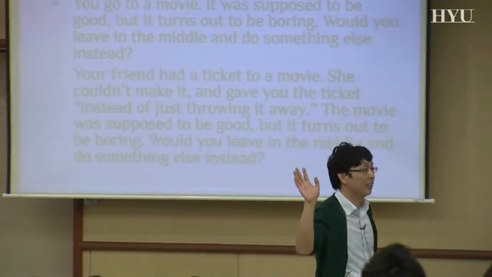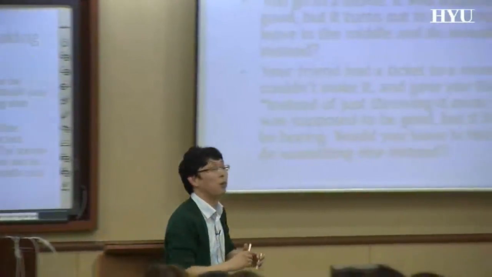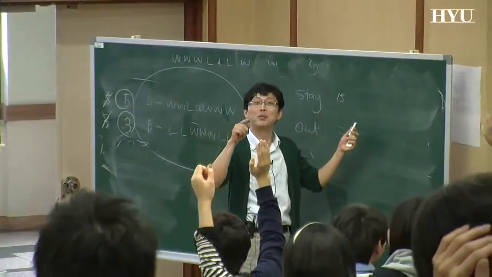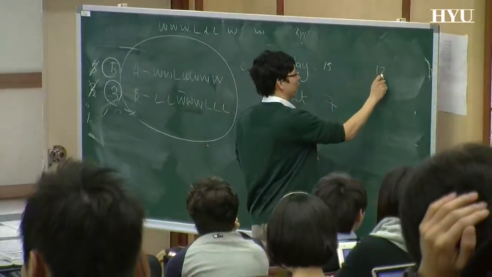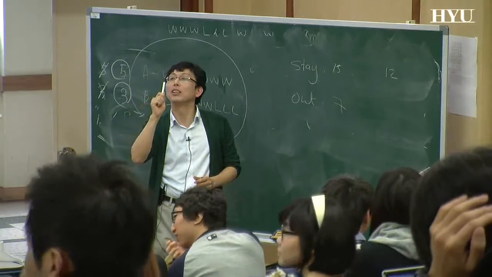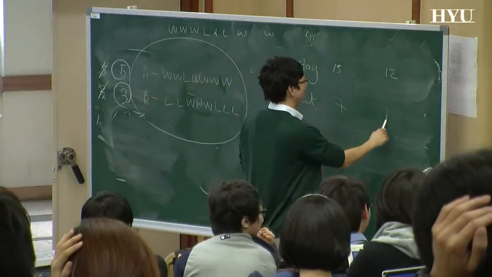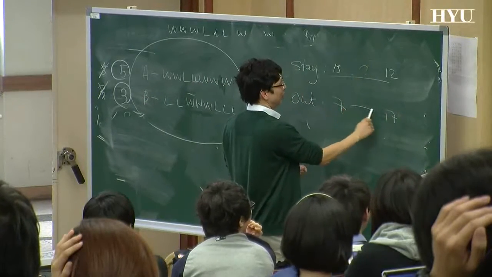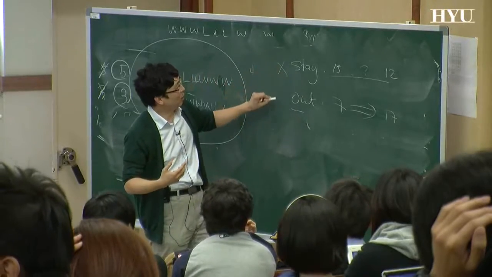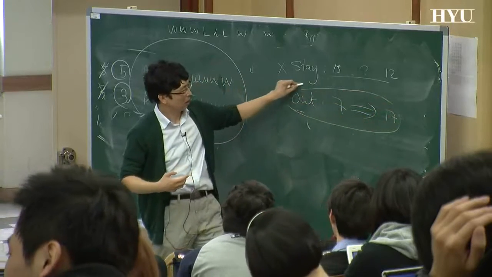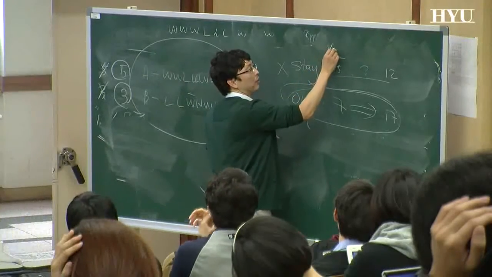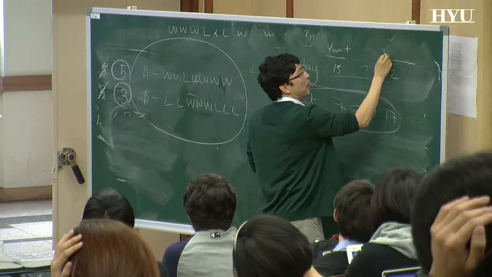How many people want to stay? This one is not bought by you, someone gave it to you. Stay: 12. Out: 17. Oh, it's similar. Why did this happen? Our interest is why the number leaving increased. Why? Like this one, that is your ticket, and that is your friend's ticket.